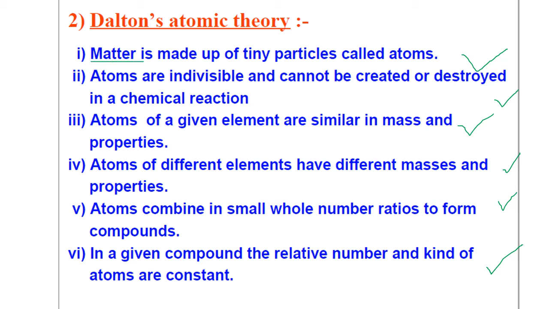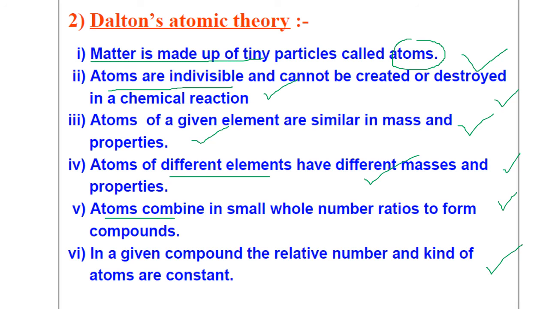So matter is made up of tiny particles, and he named them atoms. Then atoms are indivisible. That means when he put forward this theory, according to him, atoms were the smallest particles, which cannot be created nor destroyed in a chemical reaction. Then atoms of a given element are similar in mass and properties. For example, if a similar kind of element is there, they will have similar mass. And atoms of different elements have different mass.